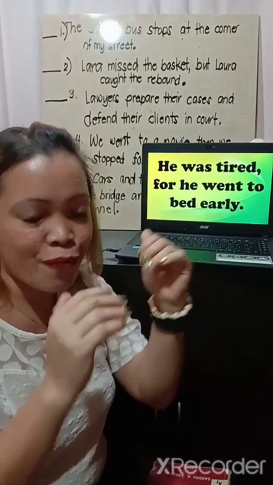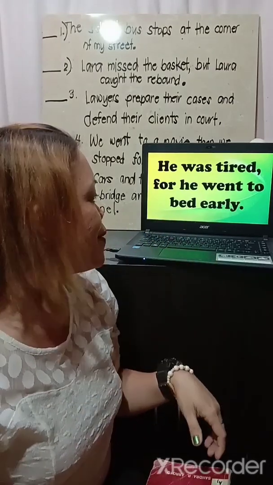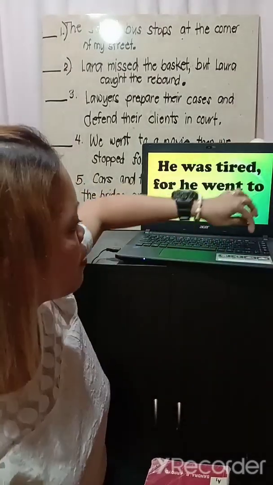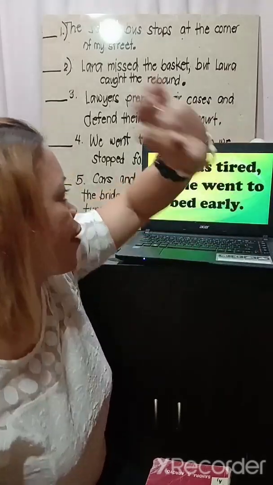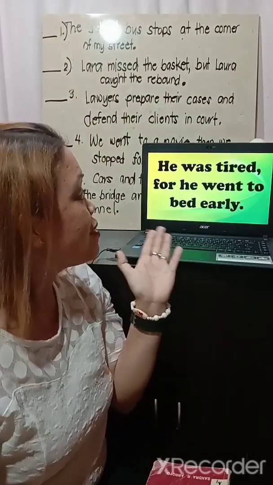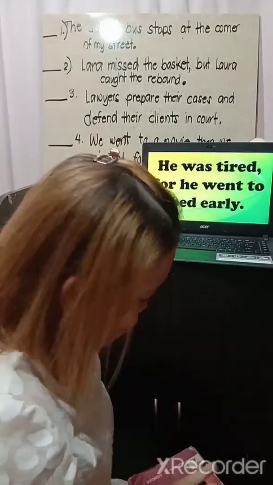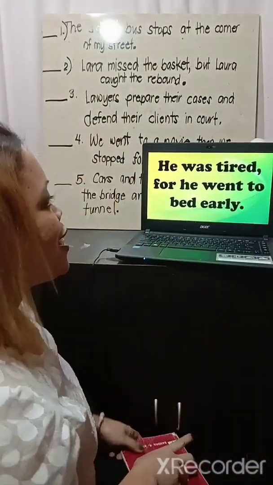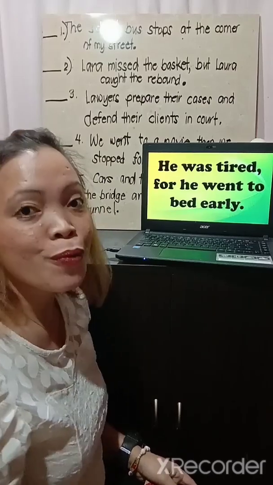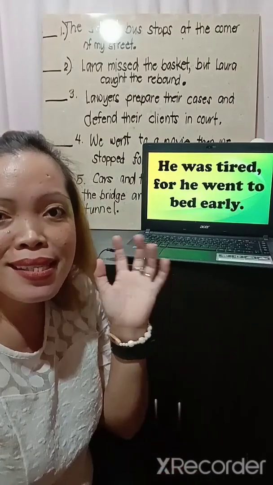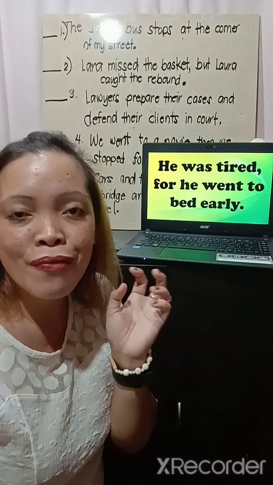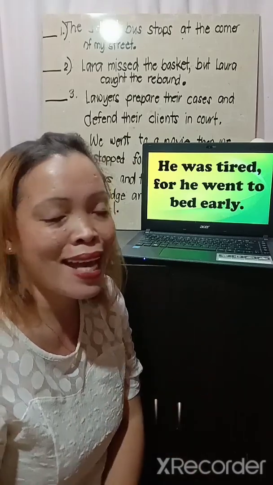So let's move on to another example. Here, he was tired for he went to bed early. Again, he was tired for he went to bed early. So this is an example once again, guys, of our compound sentence.